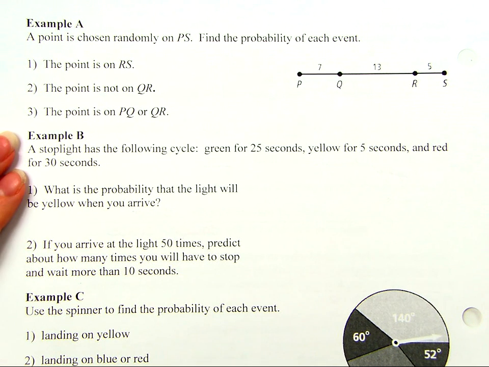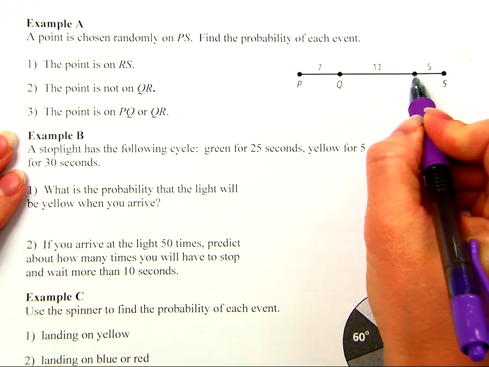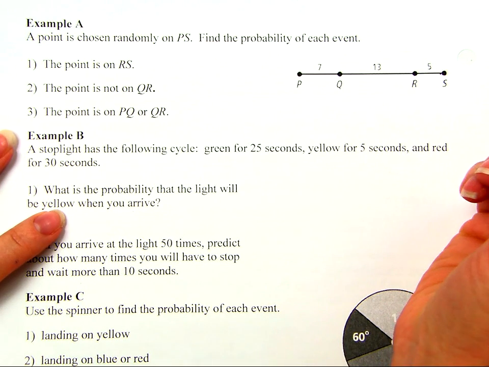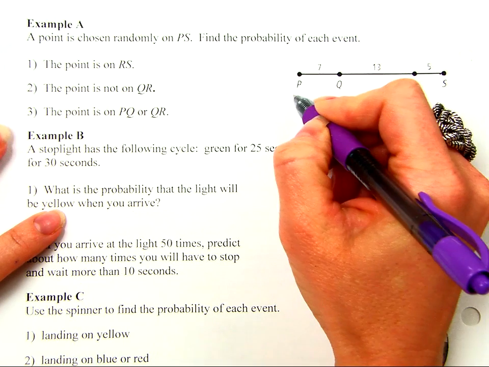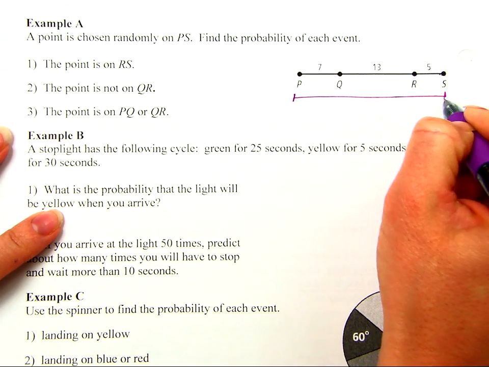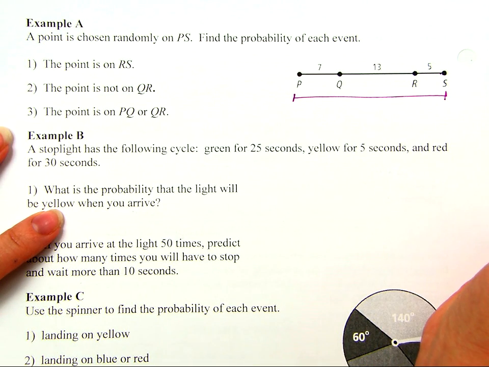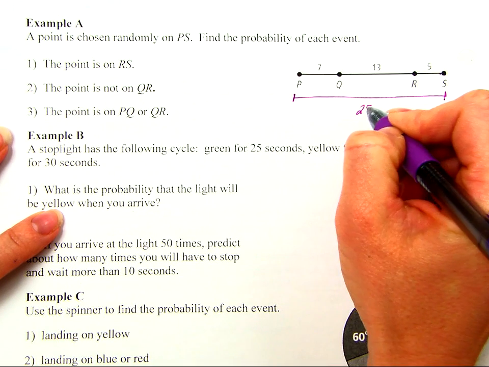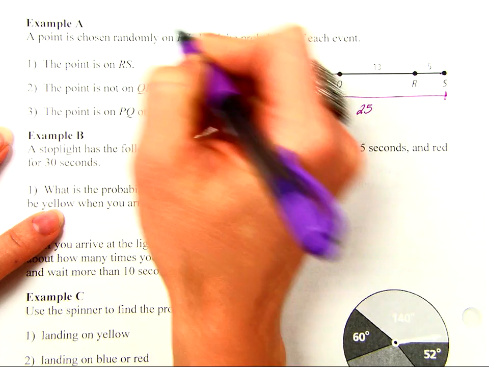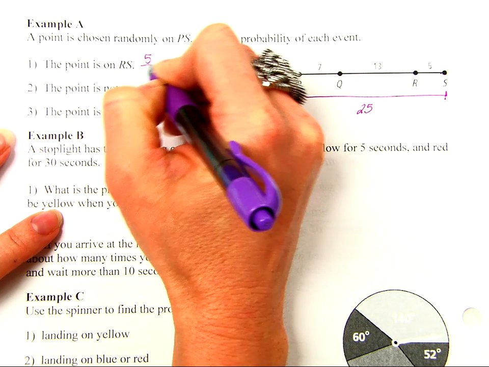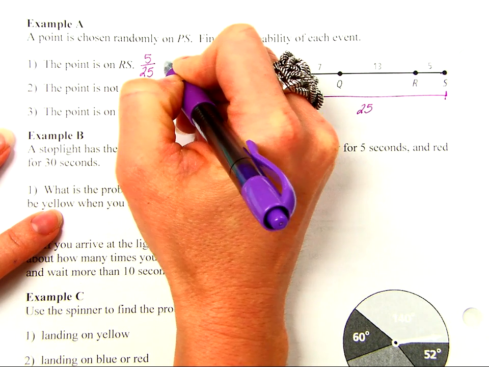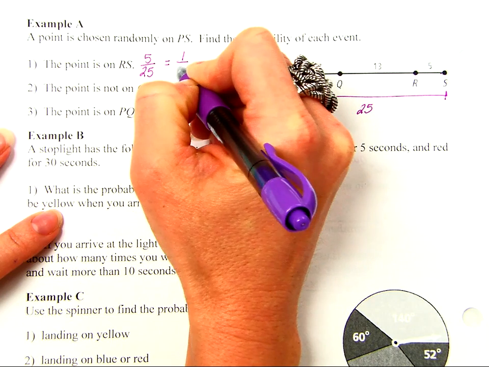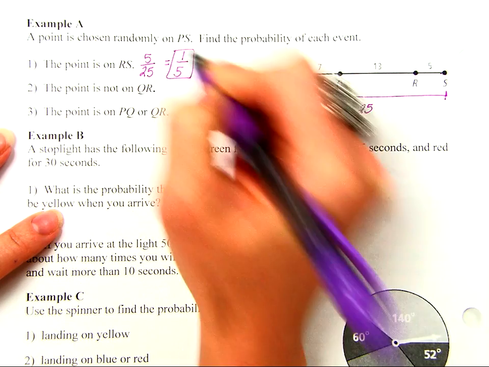Question 1, the point is on segment RS. Here, well, we know this has a length of 5. We need to know our total. Well, 7 plus 13 plus 5, well, this has a total length of 25. Our probability, 5 out of a total of 25. We always give our probability reduced in simplest form, so that would be a 1 out of 5.